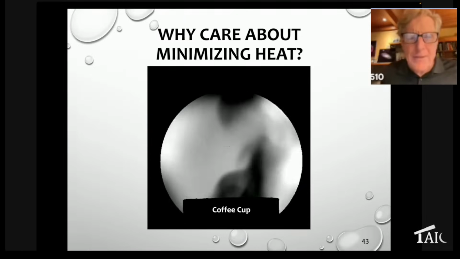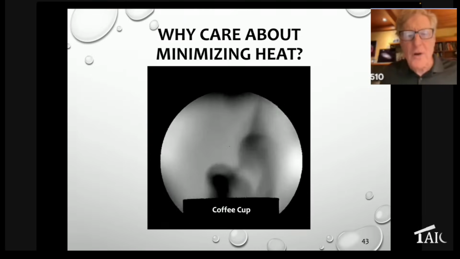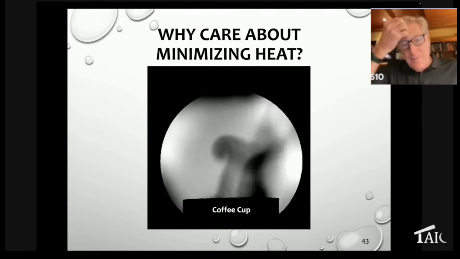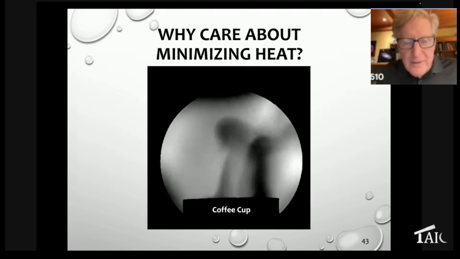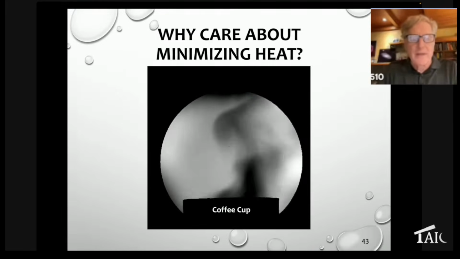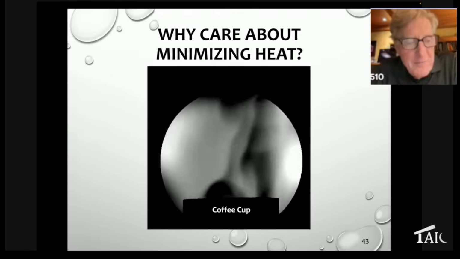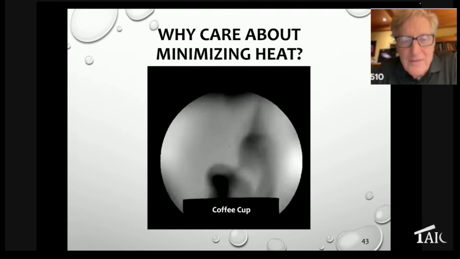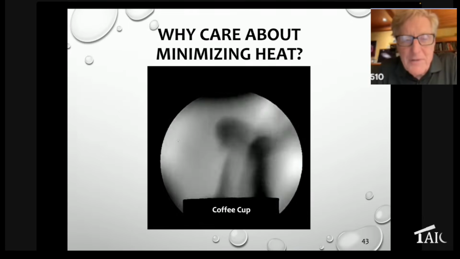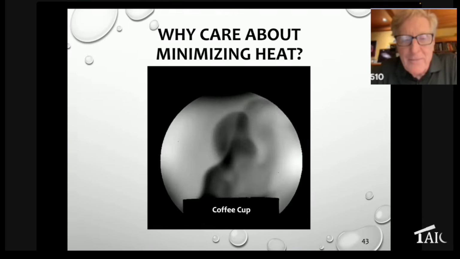Well, why do we care about this heat? Why do we want to run it so cold? Well, this is from back in my interferometer days, and we had developed the ability to make movies from our interferometers. And there was a coffee cup sitting there that had probably been sitting there for about 4 hours. So it really wasn't very hot. It was just a little bit above ambient temperature. And I put it into the test beam and made this movie.